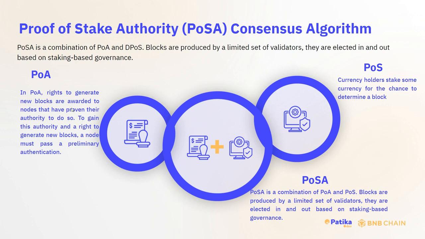In a proof of authority consensus algorithm, rights to generate new blocks are rewarded to nodes that have proven their authority to do so. To gain this authority and a right to generate new blocks, a node must pass a preliminary authentication. In a proof of stake consensus algorithm, on the other hand, currency holders stake some currency for the chance to determine a block. And in their combination, blocks are produced by a limited set of validators. They are elected in and out based on staking-based governance.